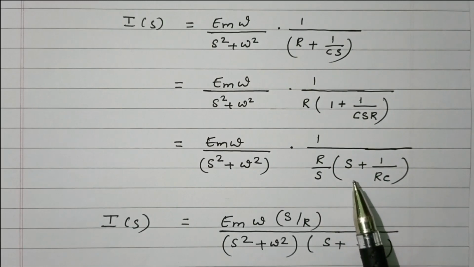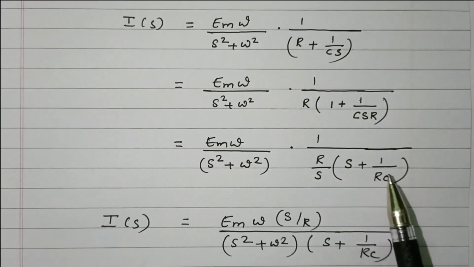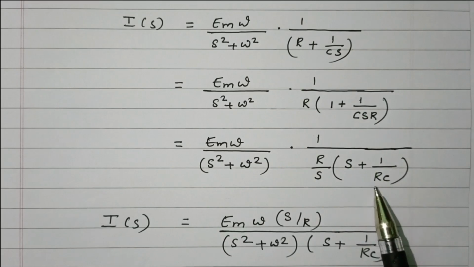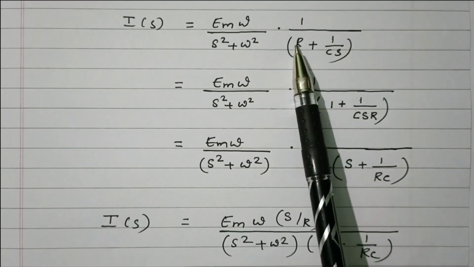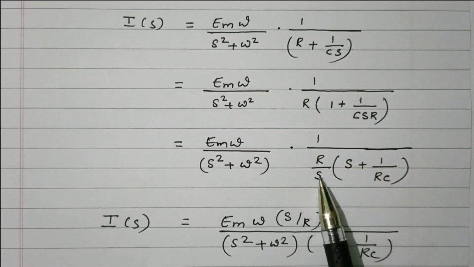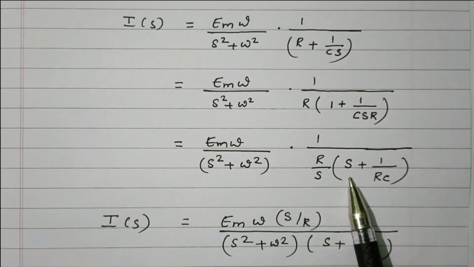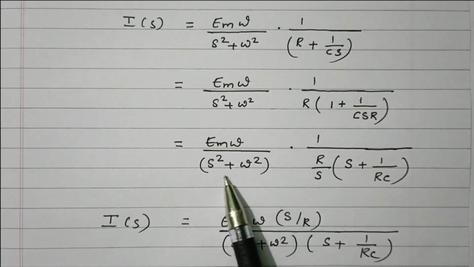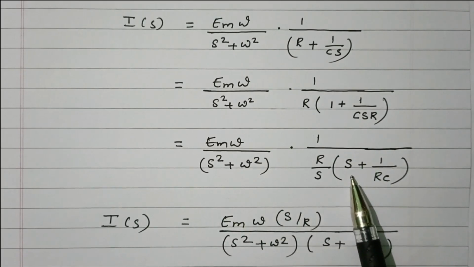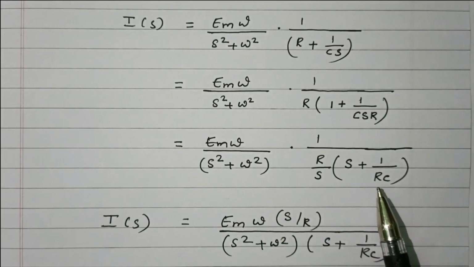Our aim is to bring the standard form S plus A. A is nothing but 1 divided by RC. So first we are taking R outside, then 1 by S outside, so that it is brought in the standard form S plus A. Here already S square plus omega square is available. Similarly here also you brought it to S plus A.